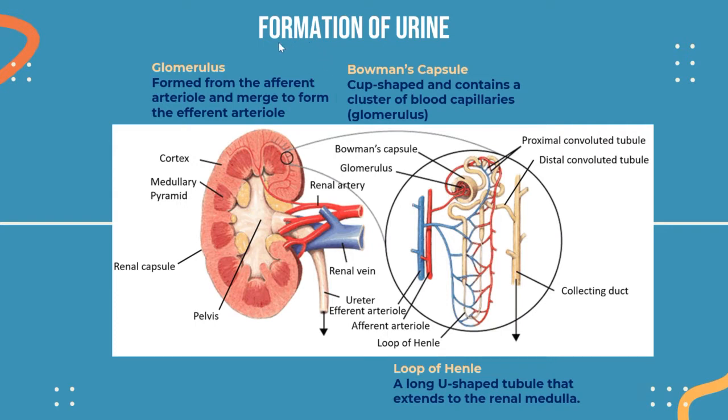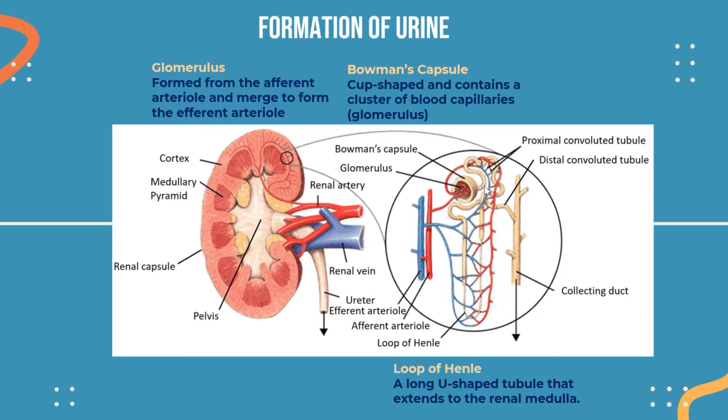Next, we go to the formation of urine. The kidney is very important because the kidney forms urine, so the urine will be excreted out. You have to know that in the kidney, the basic unit of the kidney is a nephron. So this is referred to as the nephron.